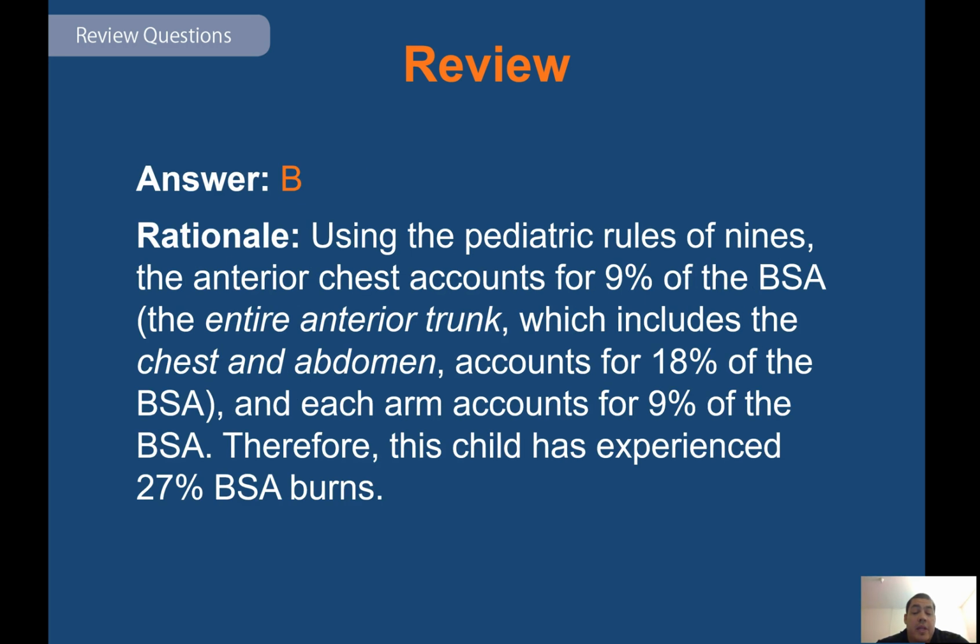So B, using the pediatric rule of 9, the anterior chest accounts for 9% of the BSA. The entire anterior trunk, which includes the chest and abdomen, accounts for 18% of the BSA, and each arm accounts for 9% of the BSA. Therefore, the child has experienced 27% BSA burns.